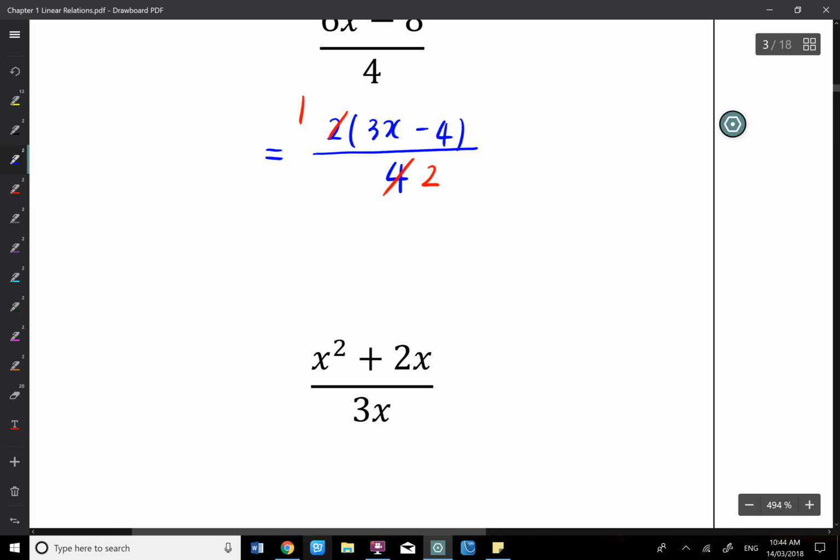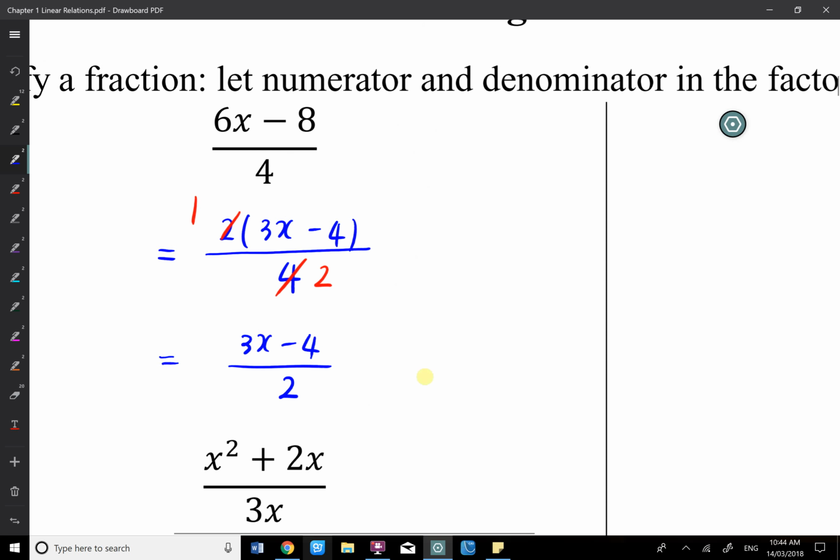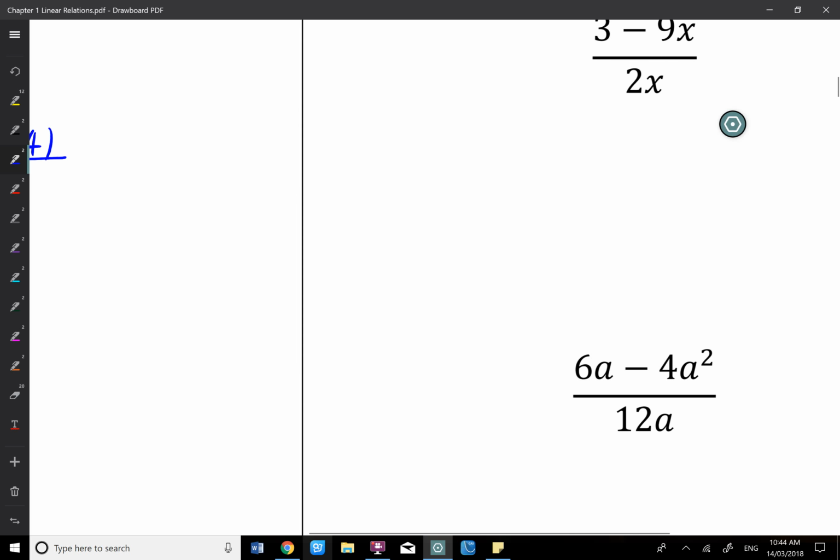So that's what we will have. And the 2 and 4, well, you can't do anything to that because we don't involve 2 anymore in the 3x. So that's the simplest form for this fraction. So we need to factorize before we cancel things or try to divide things.